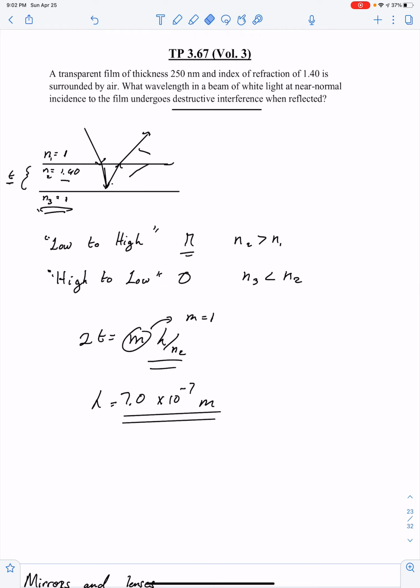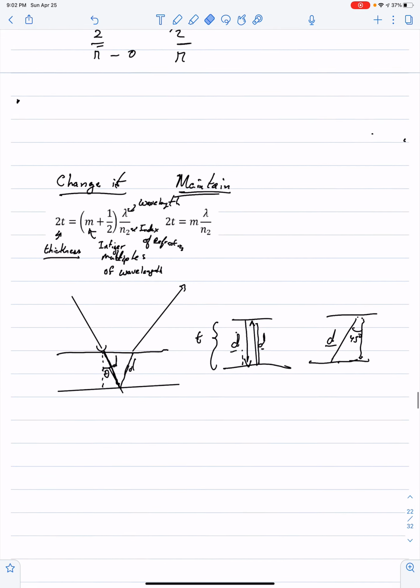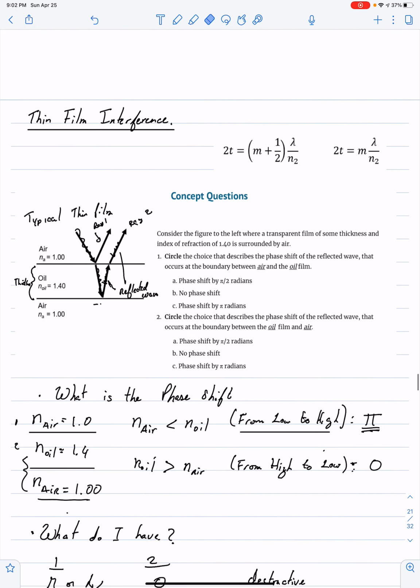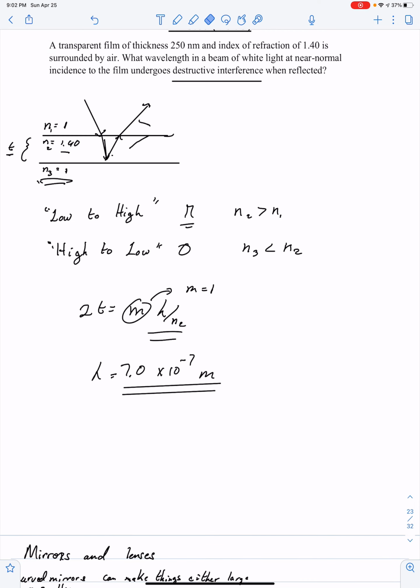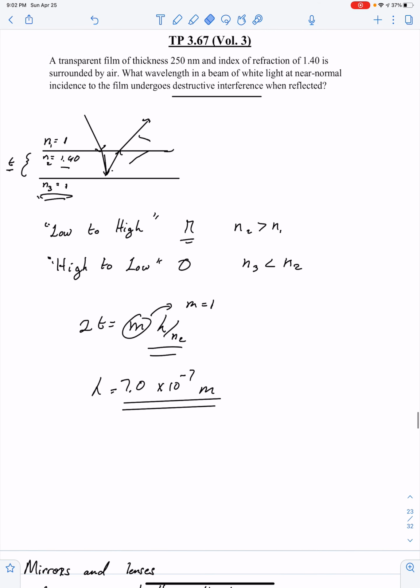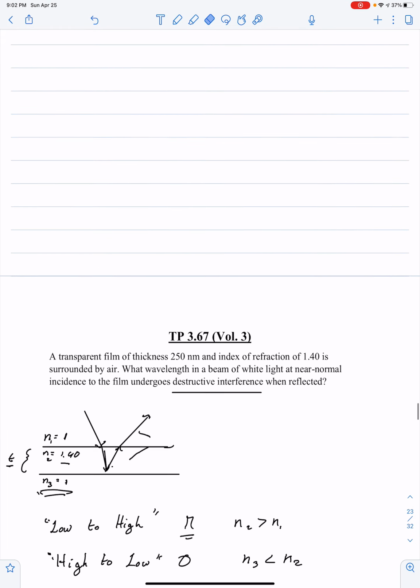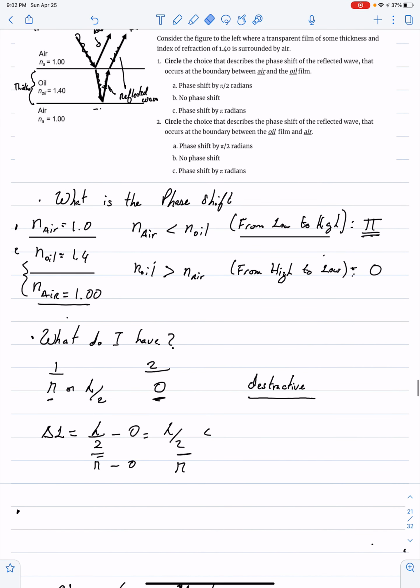Okay, I think that concludes the thin film, what do you call this? Oof, it's been a long day already, guys. The film interference. All right, so we have that, and just remember, for this one, please focus on this part right here. All right?